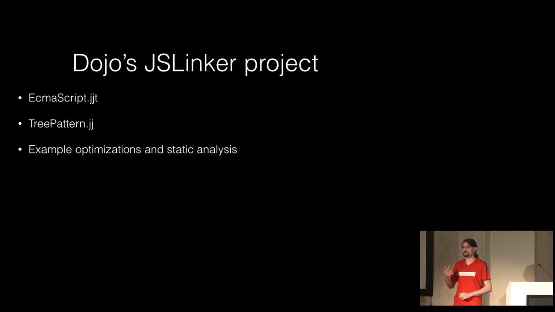Originally, the Dojo team built this tool to look at their uncompiled JavaScript and try to compile it, either identifying errors or saying, here is a better way to shrink this down. Here are some structures we can get rid of that are handy to write but slow to run, and let's try to simplify those down a little bit.